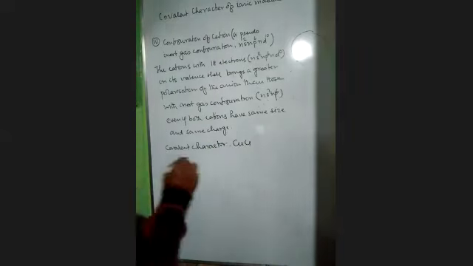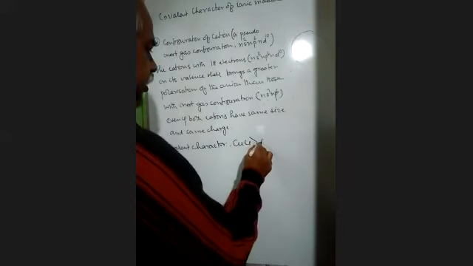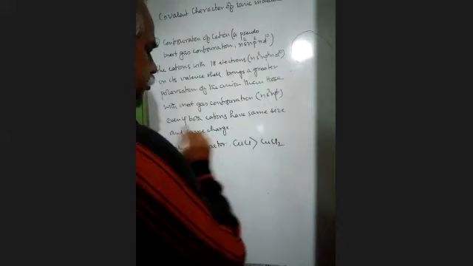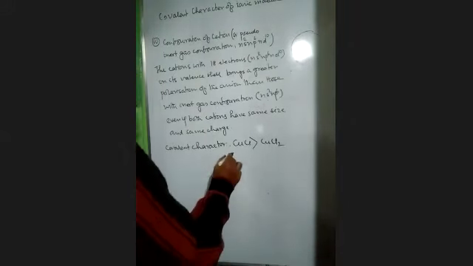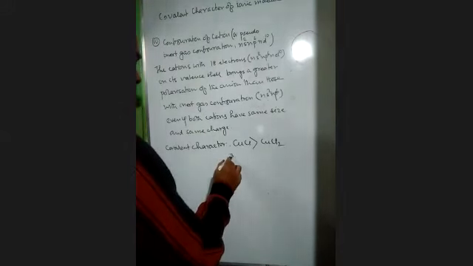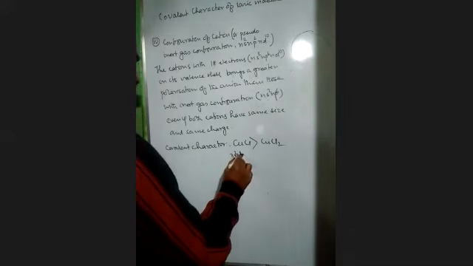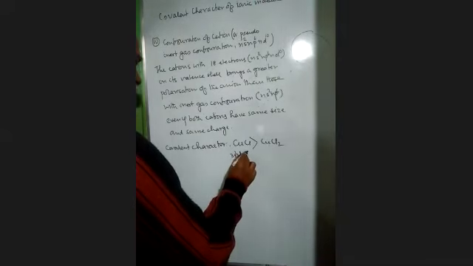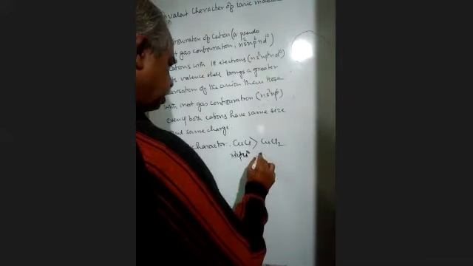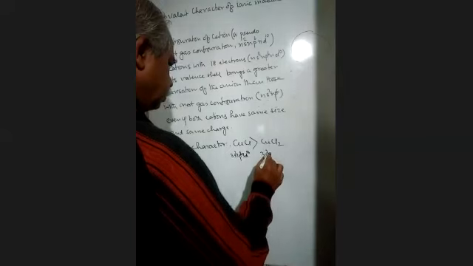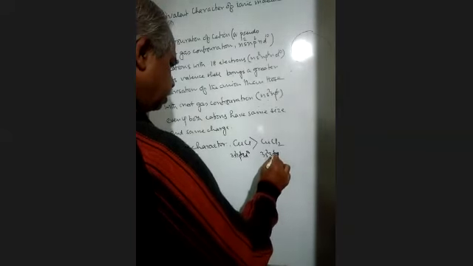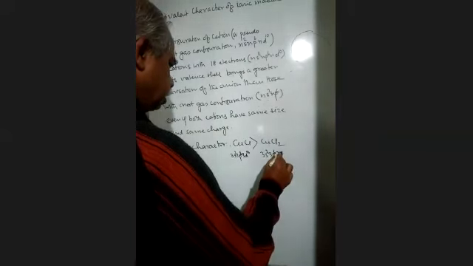See here, CuCl is more covalent than CuCl2. Why? In this case, you have here 3s2, 3p6, 3d10. And this is 3s2, 3p6, 3d9.